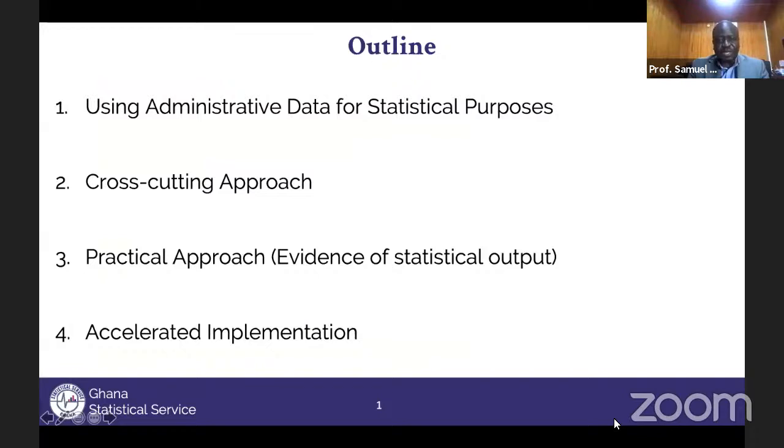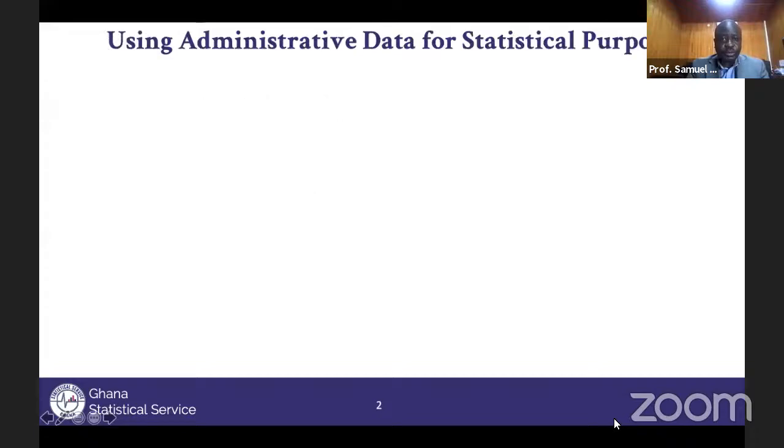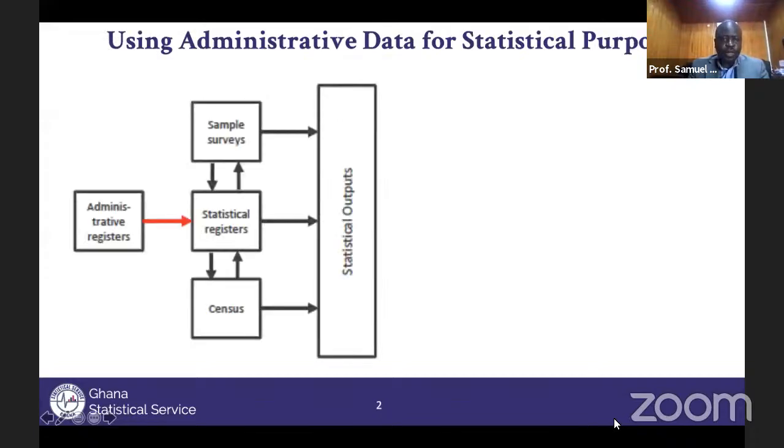The last bit gives me a sense that, yes, we seem to be doing a lot in the area of administrative data, but we need to step up our game to ensure that we have an accelerated implementation. So this is what is going to inform the discussions that I want to put to the table for our consideration. The diagram that I share with you is something that I got from UNSD, and it's the whole discussion around transforming and integrating administrative data to statistical outputs.